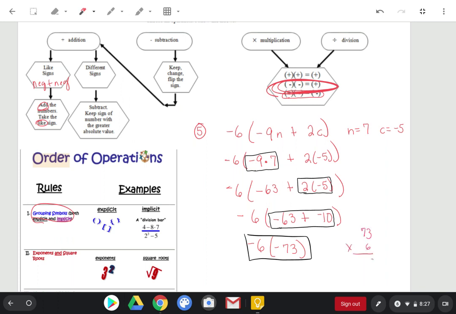3 times 6 is 18. Write down the 8, carry the 1. 7 times 6 is 42, plus 1 is 43. So our answer is a positive 438.